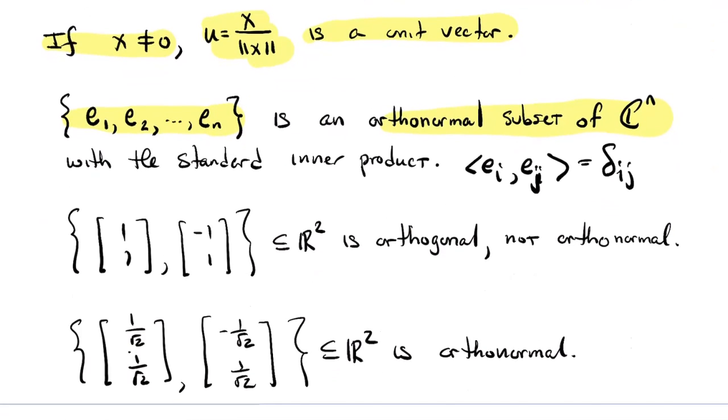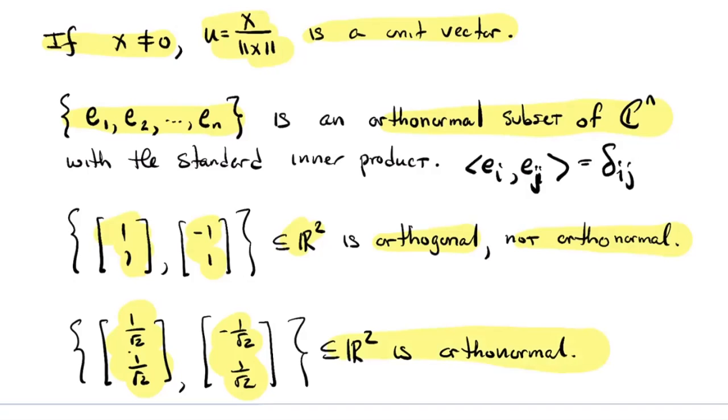A couple more examples down here. I didn't label these as examples, but this set, (1, 1) and (-1, 1), is an orthogonal set. I'll let you stop the video and check that the dot product, or the inner product, excuse me, of those two vectors is 0, standard inner product. So it's an orthogonal set, but it's not orthonormal. The length of these vectors is the square root of 2. If I take those vectors and divide them by their length, then I get unit vectors. They're still orthogonal, so that's an orthonormal set.